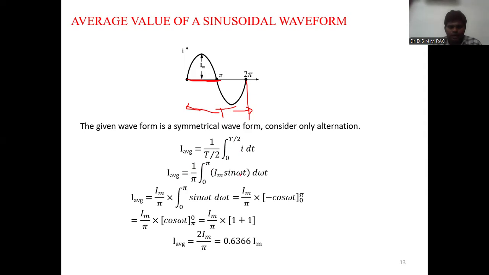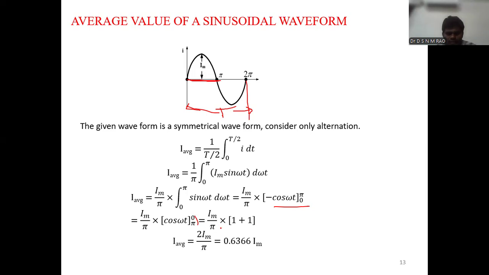I equals Im sin omega t d omega t. Here Im is a constant term, so Im by pi into integral 0 to pi of sin omega t d omega t. The integral of sin theta is minus cos theta, so we get Im by pi into minus cos omega t with limits 0 to pi. We can interchange the limits and write Im by pi into cos omega t from pi to 0.